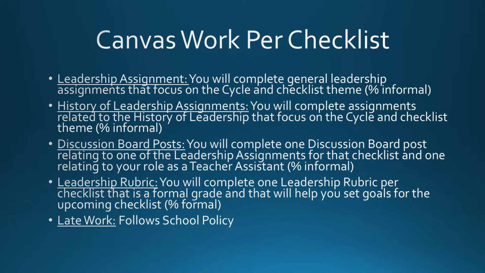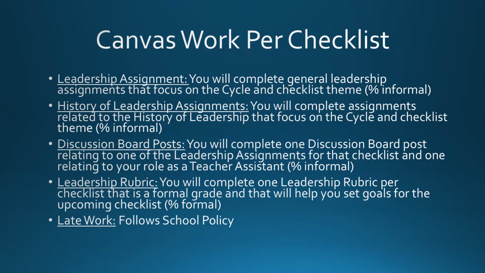The next type of Canvas work is a history of leadership assignment. History of leadership assignments will not occur all year. They'll occur until you complete them, which is going to be into cycle two. And so you'll have a really good solid foundation for learning about the history of leadership and where leadership started, what the different types of leadership styles are, who the prominent people involved in the history of leadership are, and how those different types of leadership styles were perceived by others. So that's where you'll get a good solid overview of that. And you'll complete assignments related to that, focused also on the cycle and checklist theme, once per checklist, and those will also be an informal percent in PowerSchool.